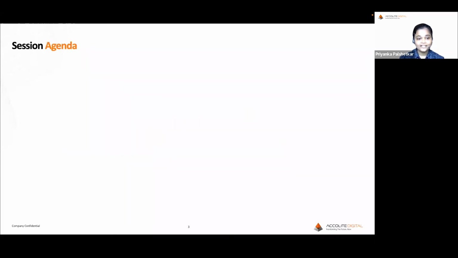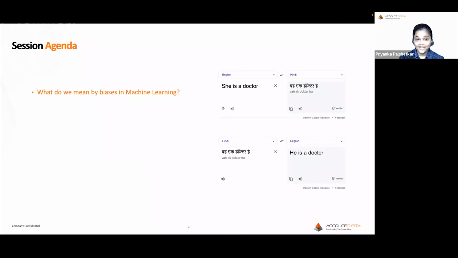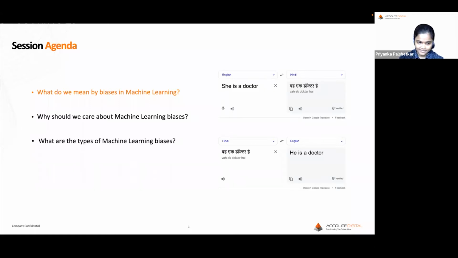I have divided the agenda for today into 4 parts. First, we will understand what we mean by biases in machine learning, like this classic example which I shared last time, which is an example of gender bias in assuming that a doctor will always be a man, which is still present in the Google Translate model, by the way. Then we will take a look at why we should even care about machine learning biases. Third, we will try to understand the different types of machine learning biases. And finally, we will look at different ways in which we can try to reduce these biases. With that, let's get started.